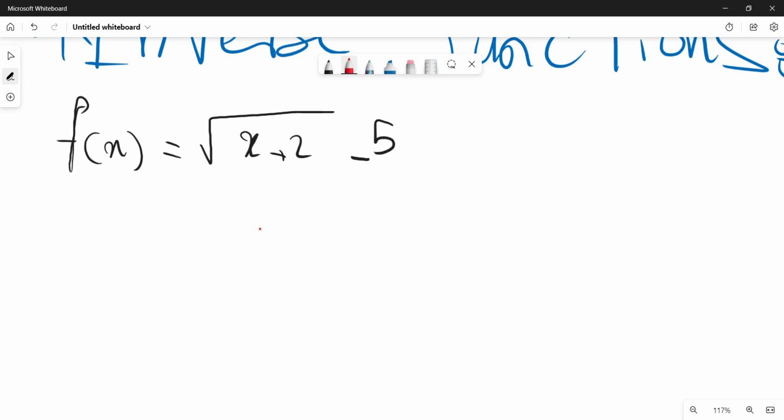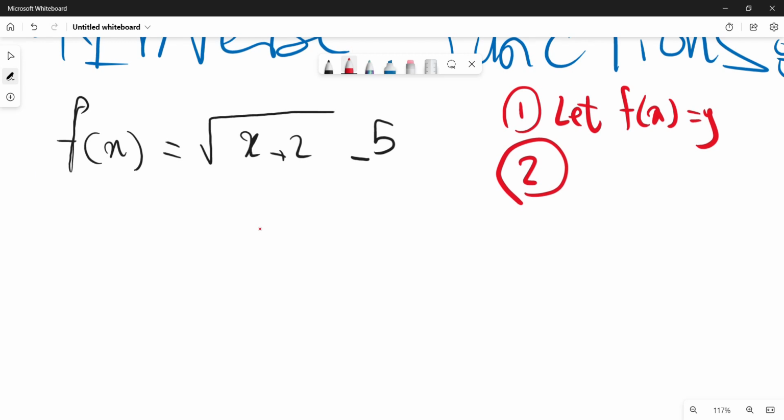Before we start, we need to follow the rules. The first step says always let f of x be equal to y. This is your first step that you have to do. If we have f of x is equal to square root of x plus 2 minus 5, we need to change f of x to y.